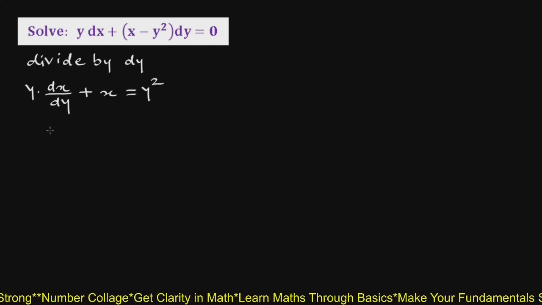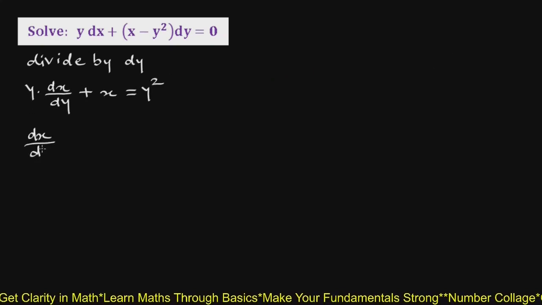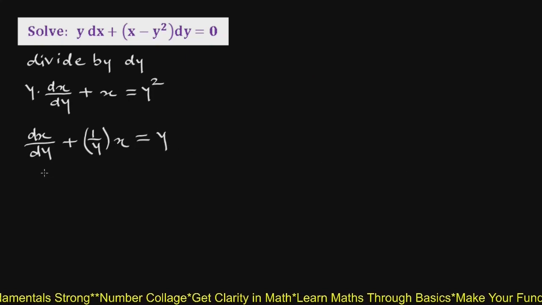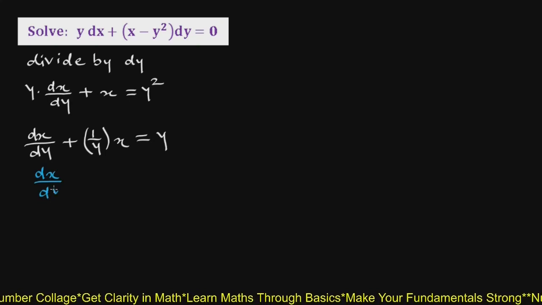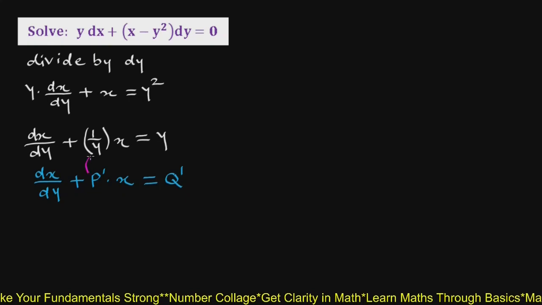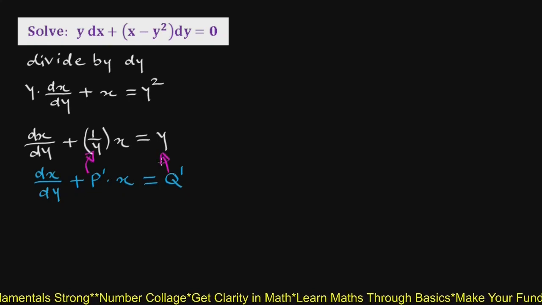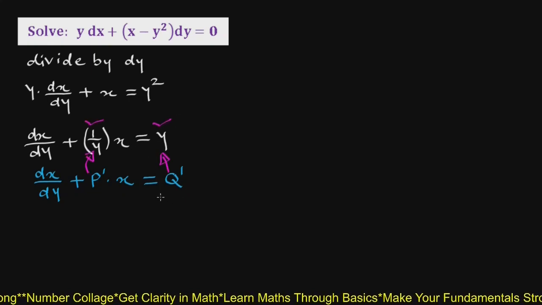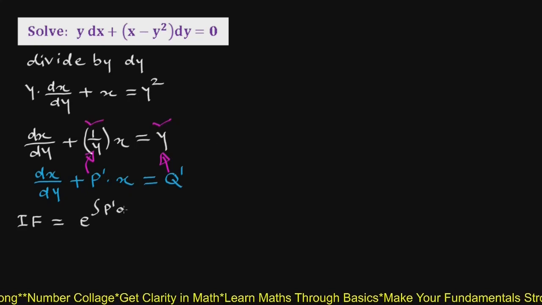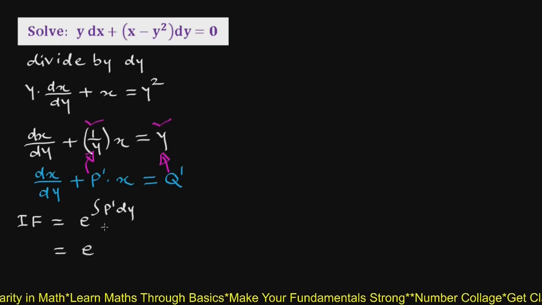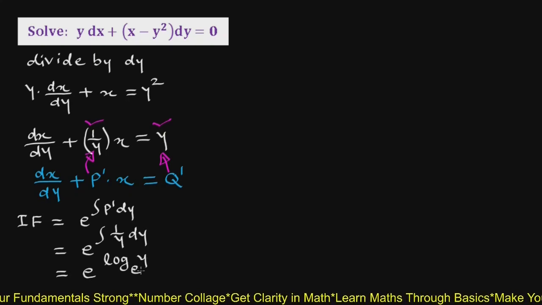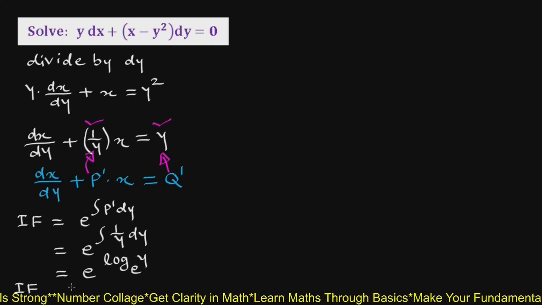Dividing throughout by y, this will be dx upon dy plus 1 upon y into x equals y. Now this is of the form dx upon dy plus p dash x equals q dash, where p dash and q dash both are functions of y only, or they are constants. Integrating factor is e raised to integral p dash dy, which is e raised to integral 1 upon y dy, e raised to log y to base e. So integrating factor is y.